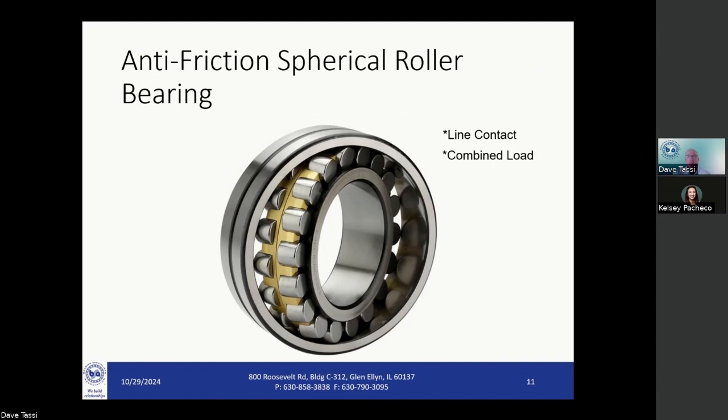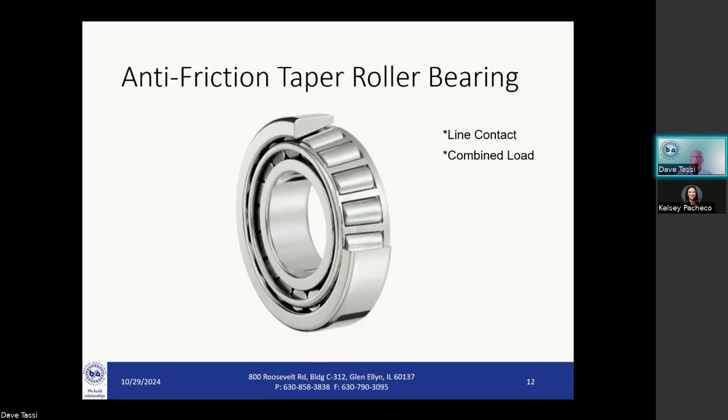For anti-friction spherical roller bearings, you have line contact, and they are able to accept a combined load due to the geometry of the roller and the design of the bearing itself. Anti-friction tapered roller bearings, again, produce line contact and can accept combined loads, even greater axial loads than the spherical roller bearings.